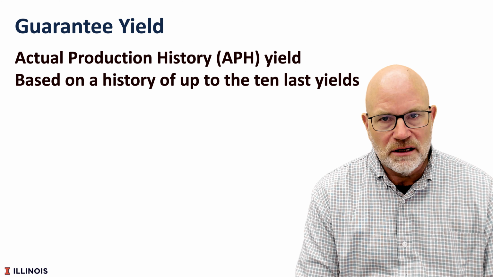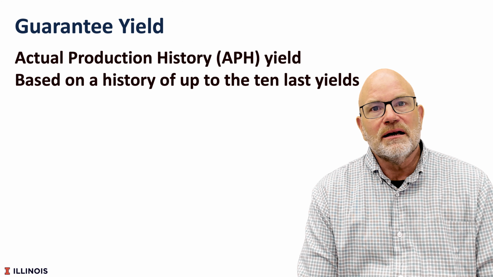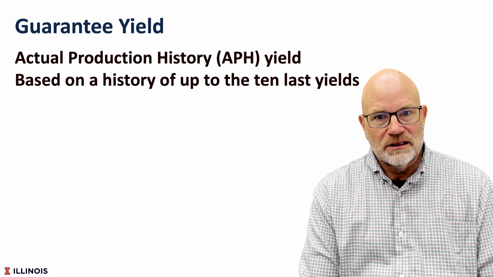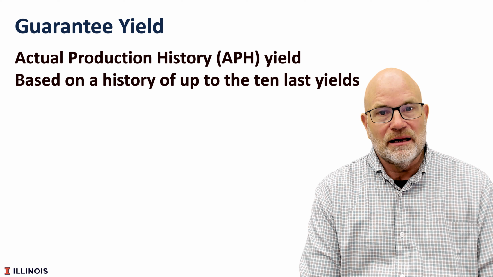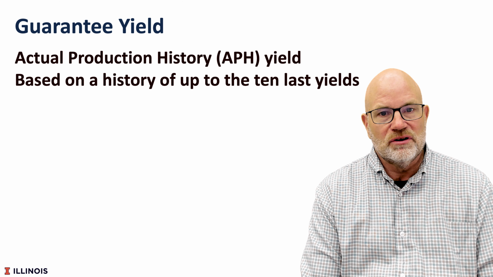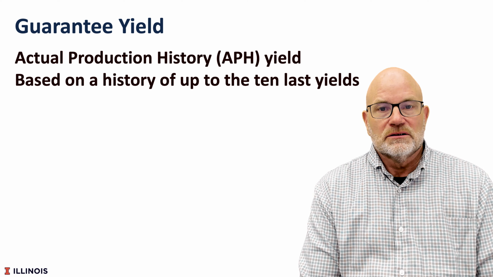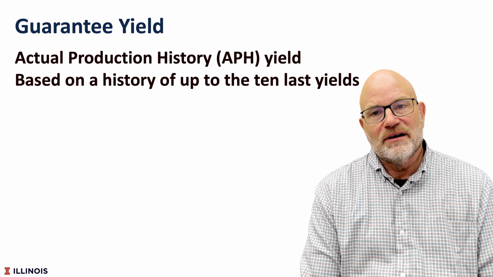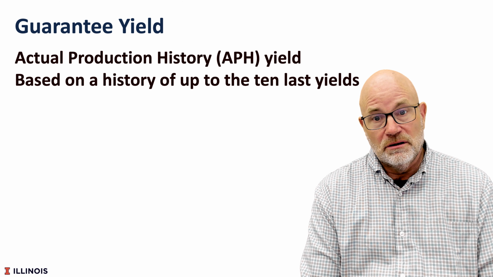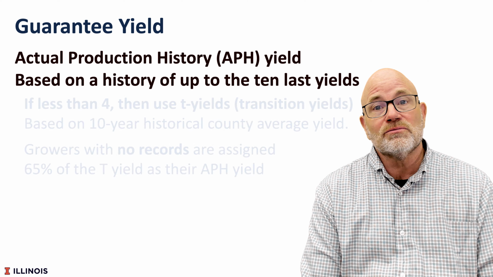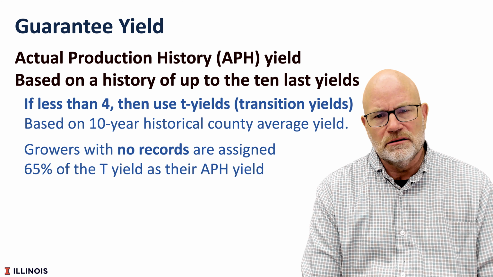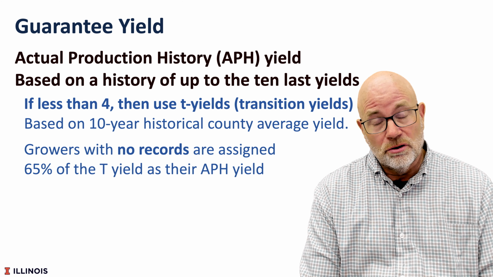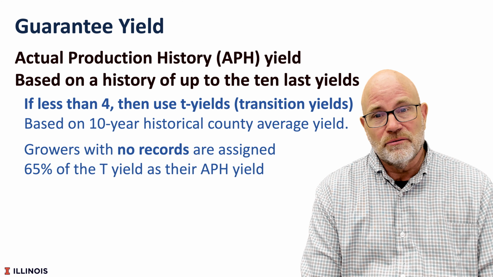In setting up how RP works, there are two important variables that need to be known. The first is the guarantee yield, and usually that is based on the actual production history, APH yield, which is a history of yields based on the last 10 years for which we have yields for that farm. So those are averaged. That gives us our APH yield. We have to have at least 4 of those yields in that history. Otherwise, we use transitional yields or T yields, which are specified for the county and are much lower usually than the yields that are actually received.